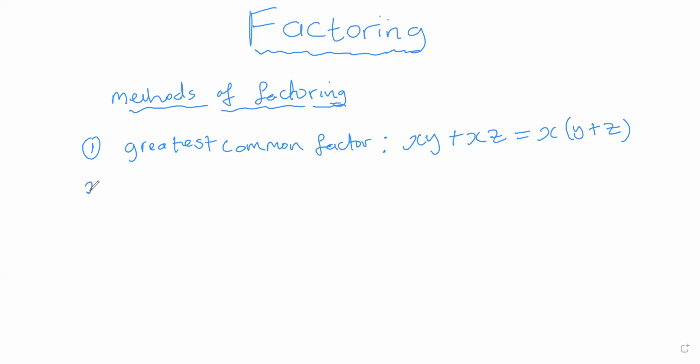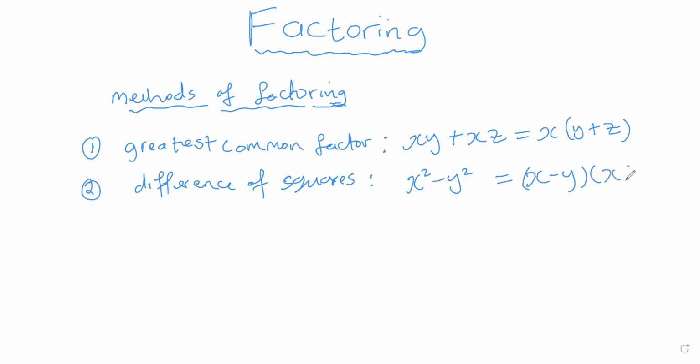Then the second one that we will be looking at is the difference of squares method. So this method is used, as its name suggests, when our factors are a difference of 2 squares. For instance, x squared minus y squared will be x minus y times x plus y. That's the method of factoring difference of squares.